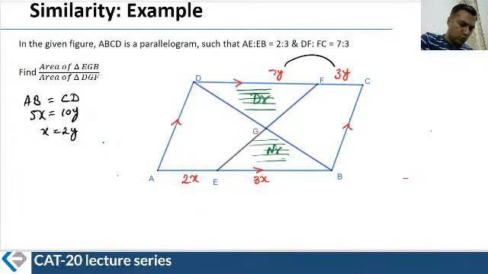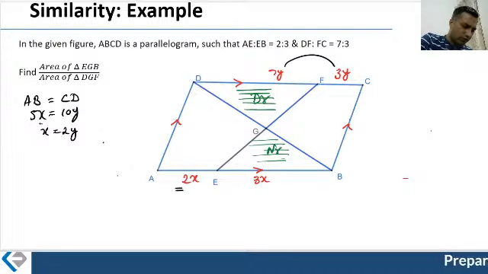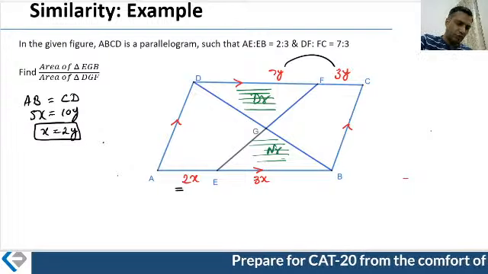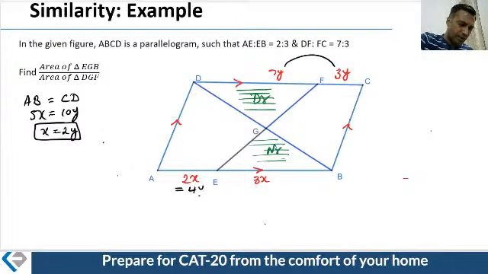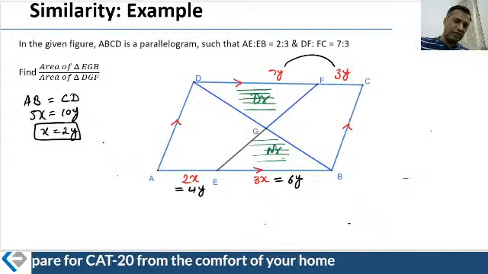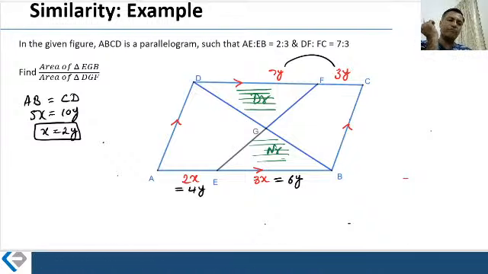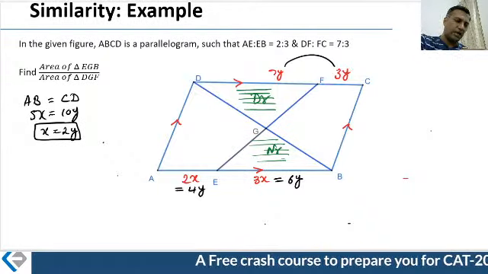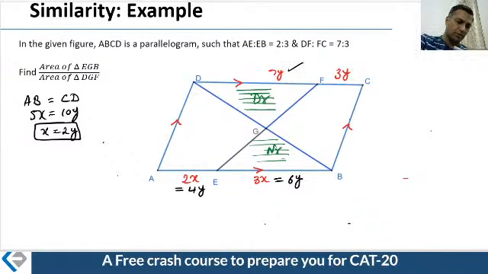If x is equal to 2y, therefore 2x is equal to 4y, and 3x is equal to 6y. Good, that's one. So now what did I do? I wrote everything in terms of y. There were two different parameters, x and y, and now I converted everything in terms of y. This length is in terms of y, this is in terms of y, and this is in terms of y. Everything is in terms of y.